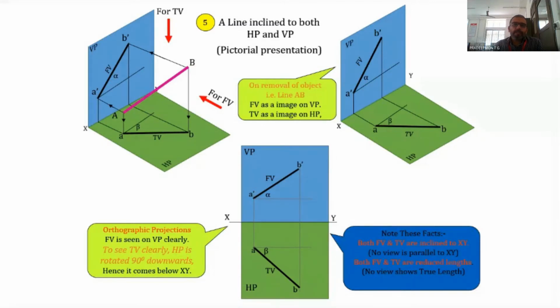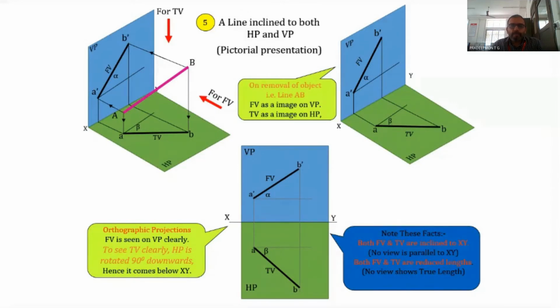This is the length of this line, the pink line, that is AB. It is the true length. But here, in front view as well as in top view, none of the lines gives the true length. It is evident from here. See, this AB is of reduced length compared to this one. And here also, A dash B dash is of a length which is less than this capital AB. So when the line is inclined to both HP and VP, none of the views will give you the true length.